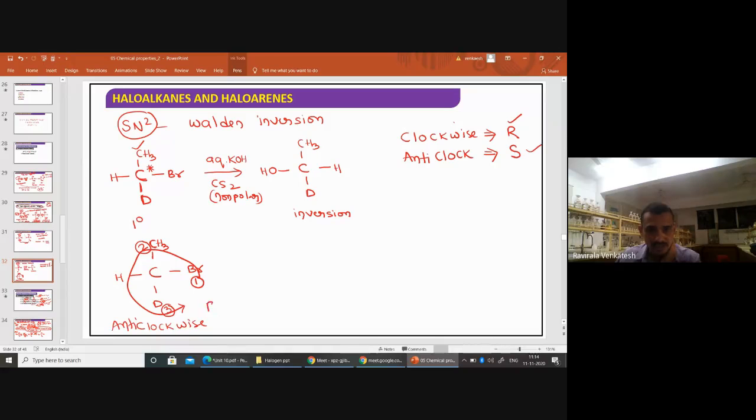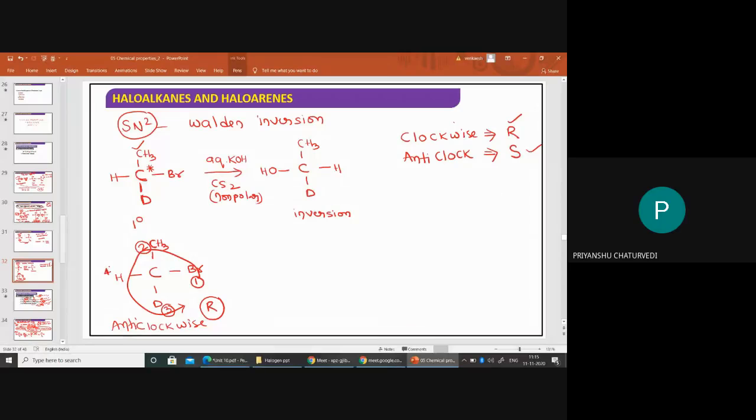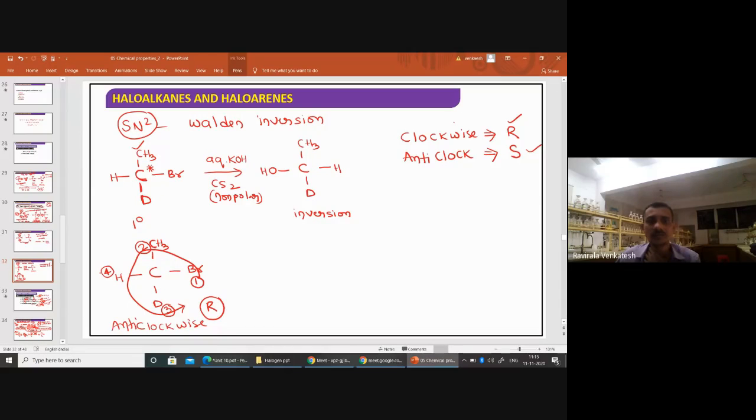But here I am giving R configuration. Why? The rule is that when you observe anti-clockwise, it will be S only. But here it is anti-clockwise, and still I am giving R configuration. What is the reason? See, what is the fourth priority? Where is the fourth priority? Hydrogen.